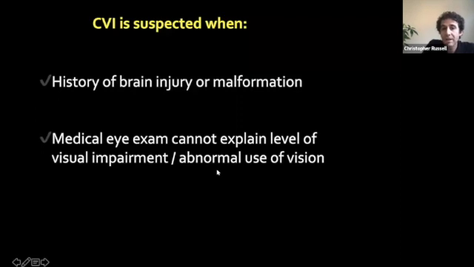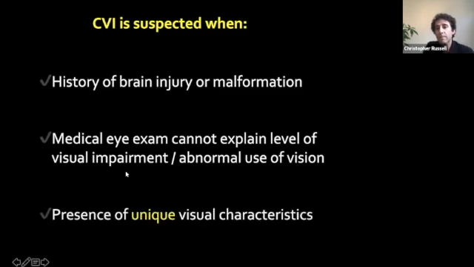There must be a clinical or medical eye exam, and the reason that there must be one is that we have to rule out that what we're observing cannot be explained by an ocular condition, because there are some ocular conditions that you may see some overlap in the kinds of behaviors that you see in CVI.